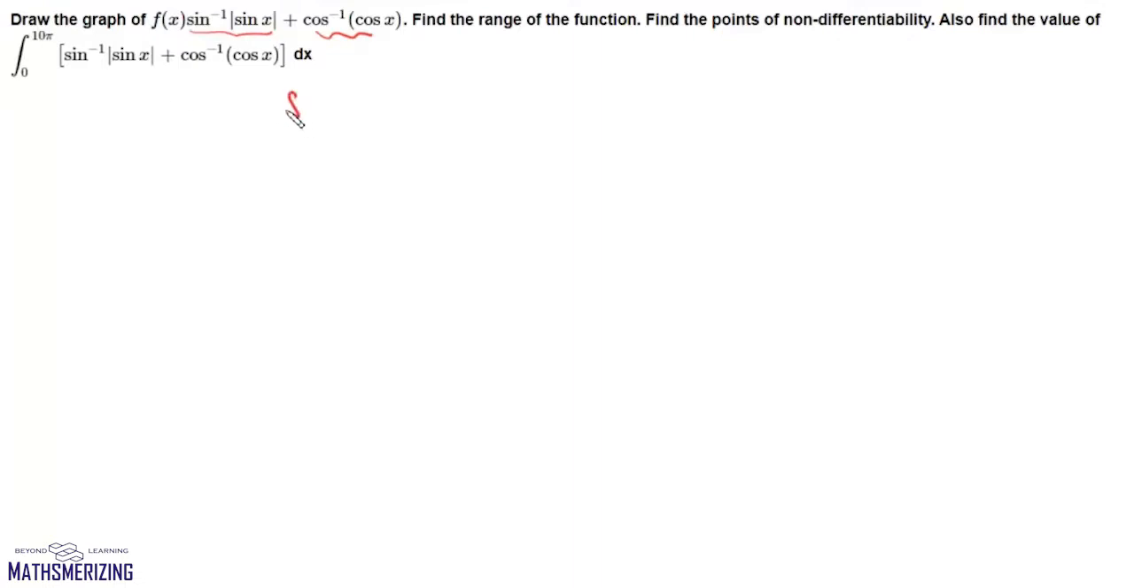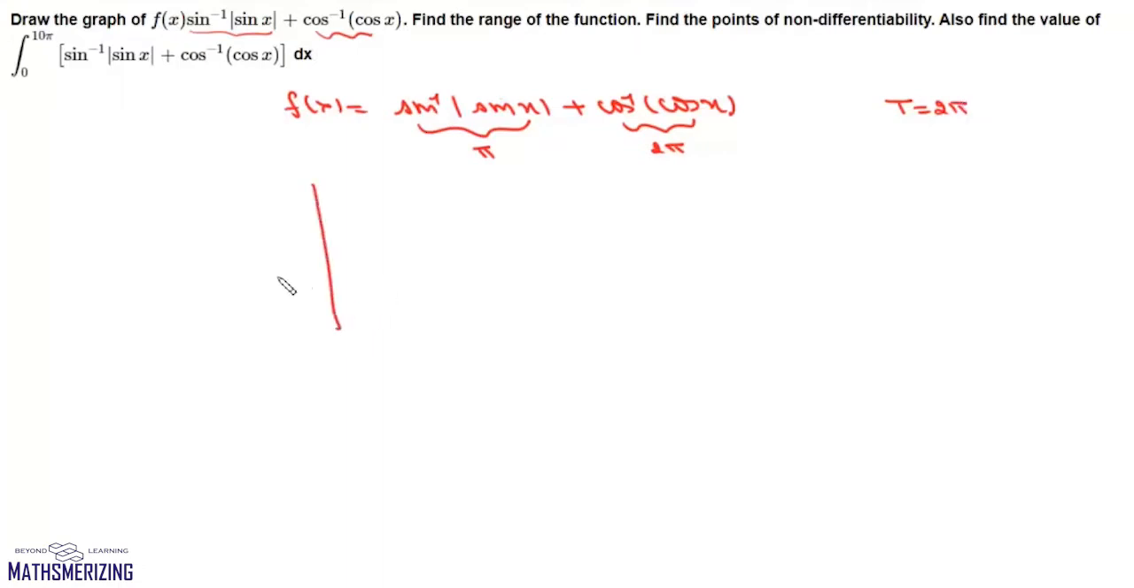Now we are given this function f(x), which is sin⁻¹|sin x| + cos⁻¹(cos x). Now, the period for the first function is π, and the fundamental period for the second function is 2π. So this function f(x) is periodic with the period 2π. Now what we'll do is, we'll write the definition of f(x) between 0 to 2π, we'll draw its graph, and then we'll generalize the function.